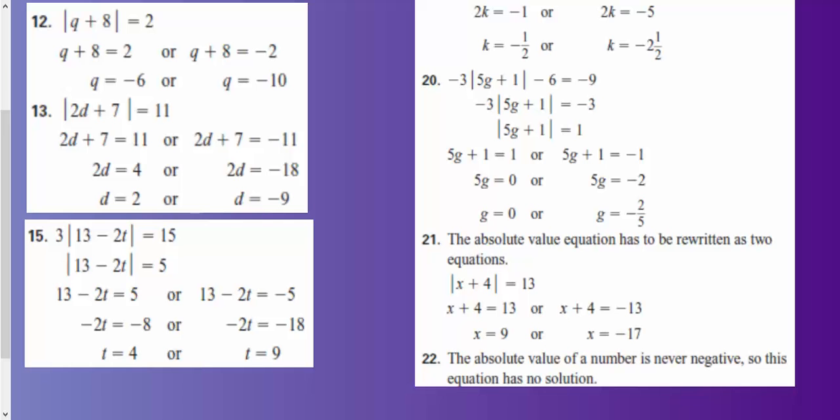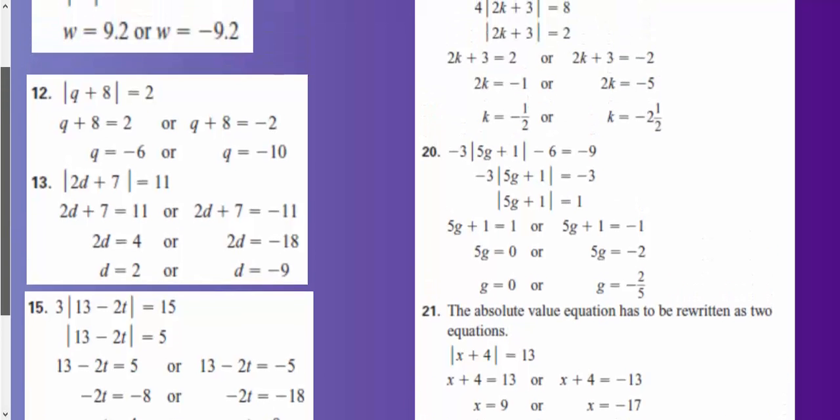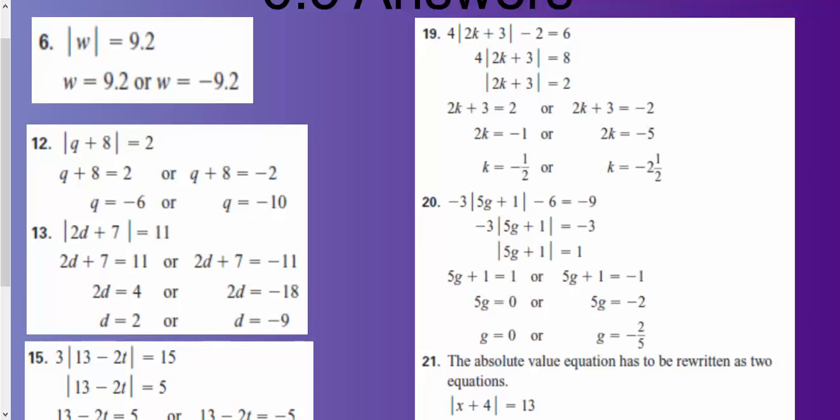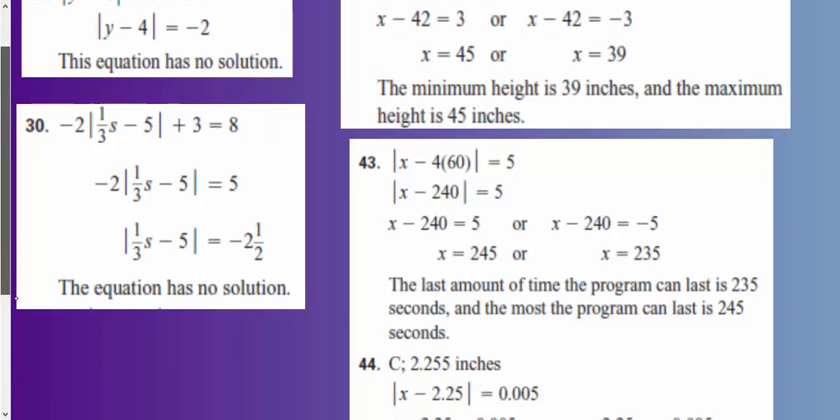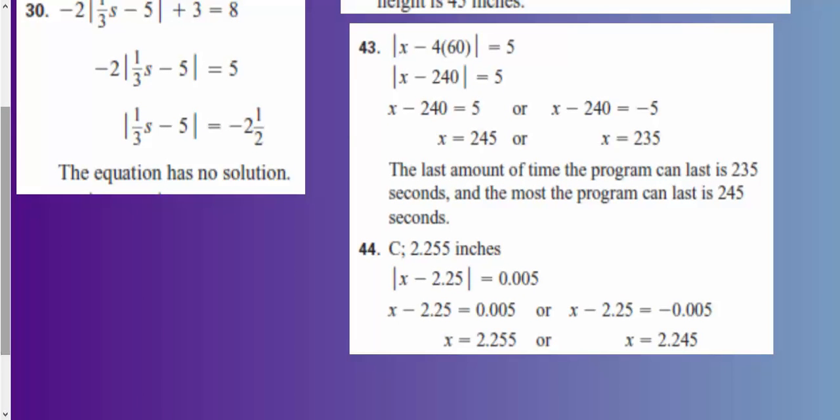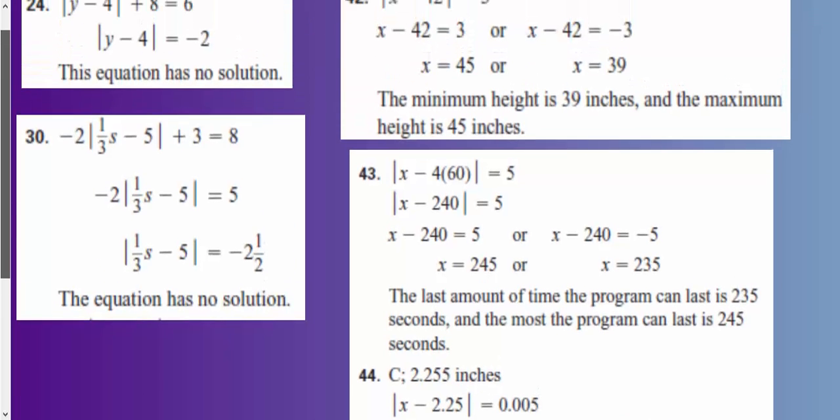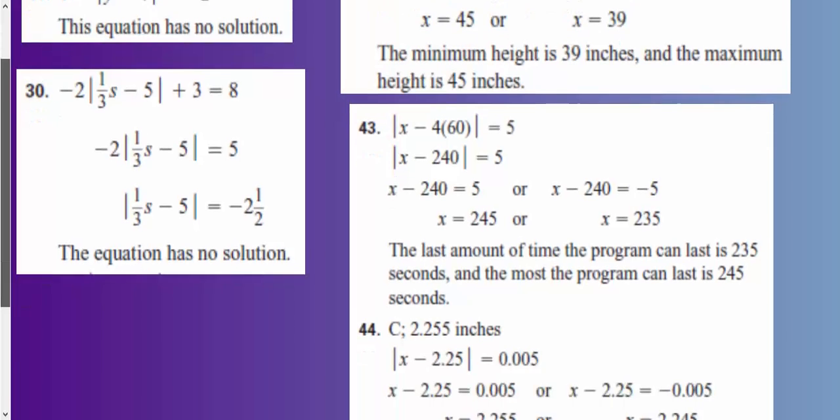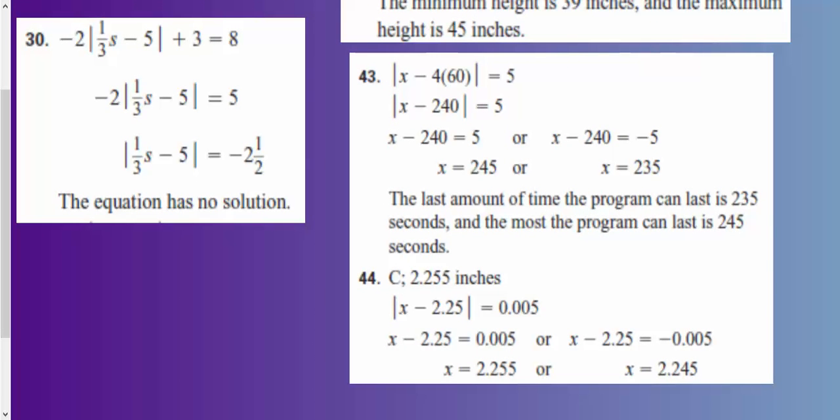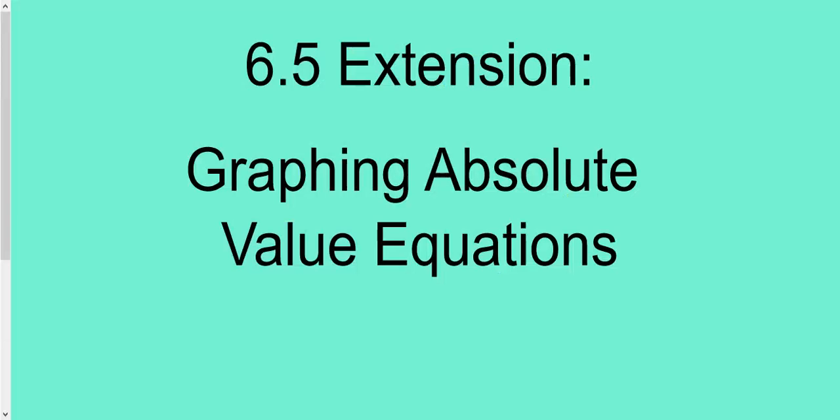Here are the solutions to solving absolute value equations. Make sure you're paying attention to those problems that have no solution. For example, number 24 is one of them. Number 30 is one of them. And then 42, 43, and 44, those were all those absolute value equations with no solution. So again, they're not difficult questions, but I'd mark them as challenge. So if you want to give those a try, definitely go for it.